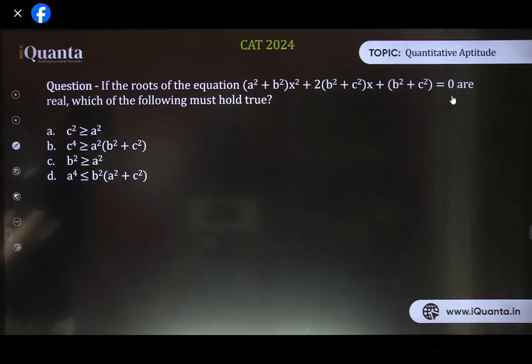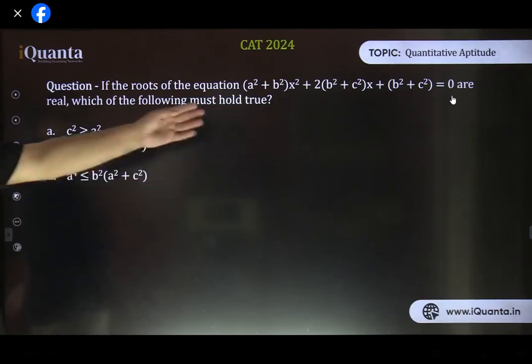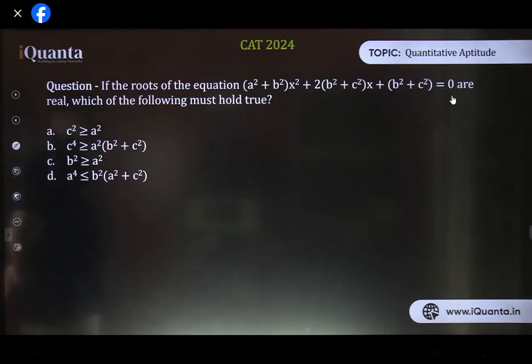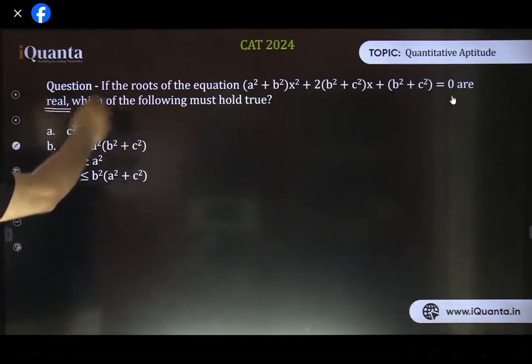Answer please. See, it is just a quadratic equation, isn't it? x square, x, it's a quadratic equation. And we want that the roots must be real. Roots of this equation are real.